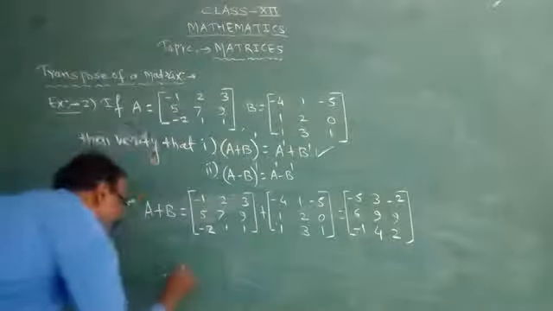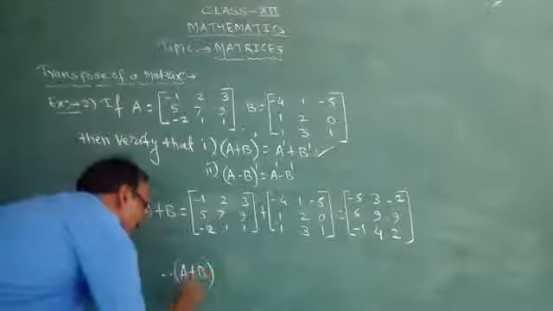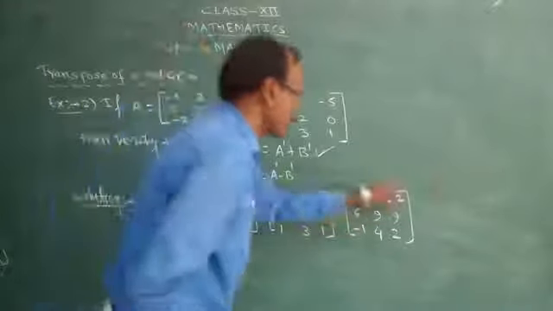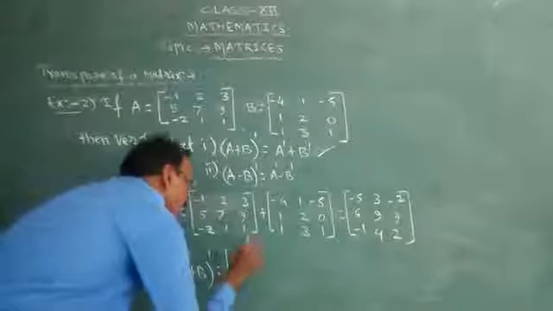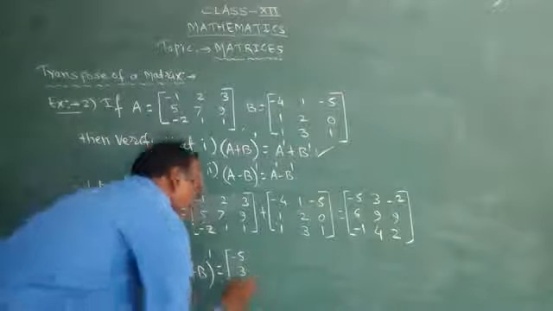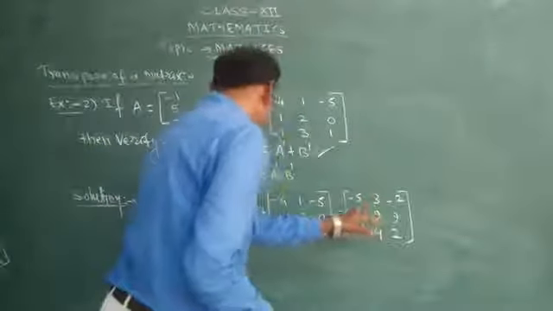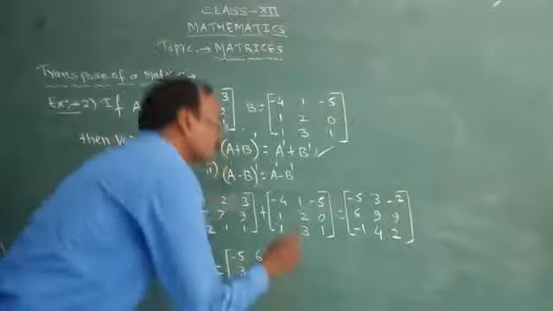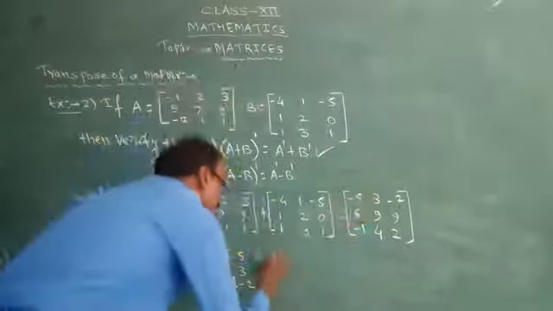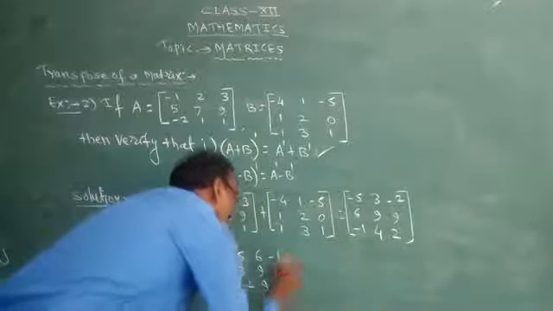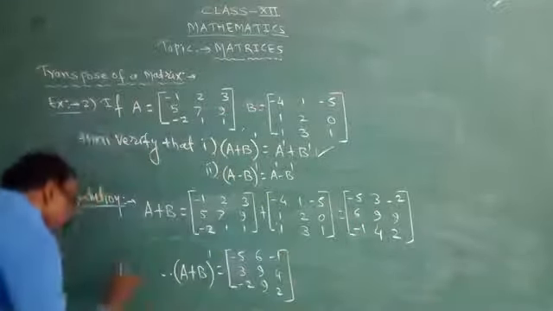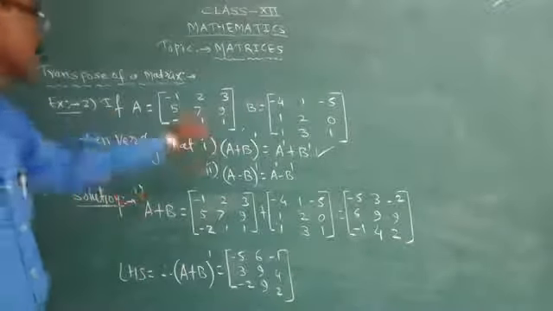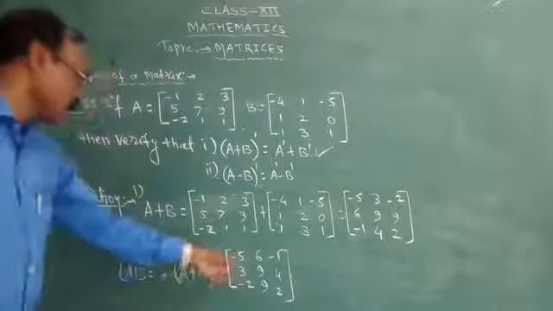Therefore, for (A plus B) transpose, you take the transpose of that. You write each row as a column: minus 5, 3, minus 2, minus 3, minus 5, 3, minus 2, 6, 9, 9, 6, 9, 9, minus 1, 4, 2. So this is my left hand side, only the first one. So (A plus B) transpose is this matrix.